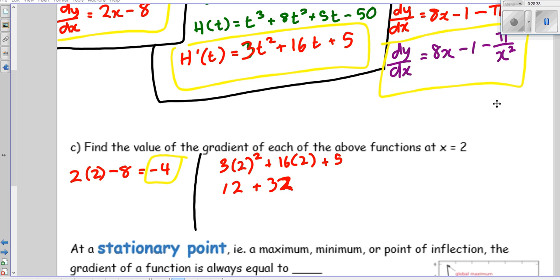So 12 plus 32 plus 5. What did that equal, by the way? 49. I got 49 too. 32 plus 5, 35. Yeah, this kind of stuff does jumble your brain a lot, so it is understandable.